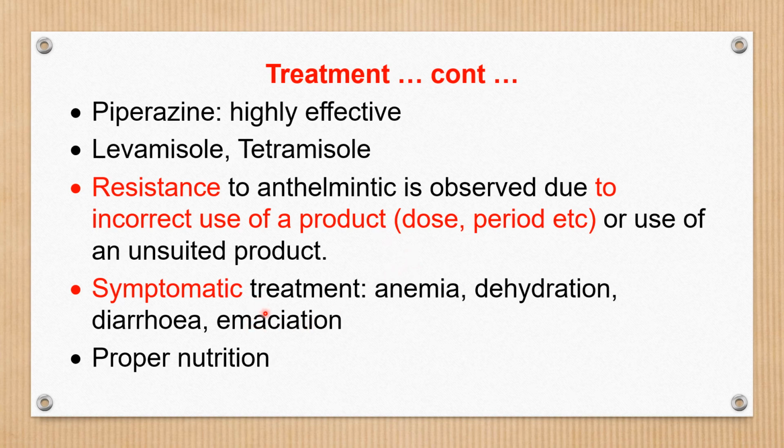Symptomatic treatment will help in early recovery and regaining health: treatment of anemia, correction of dehydration, treatment of diarrhea, good nutrition, protein as food to correct the emaciation. The animal can regain body weight, and proper nutrition containing all nutrients, energy, protein, vitamins and minerals helps early recovery and better health, better production by this treatment.